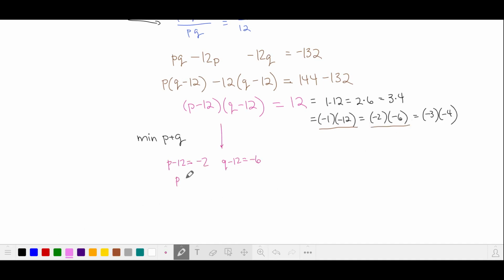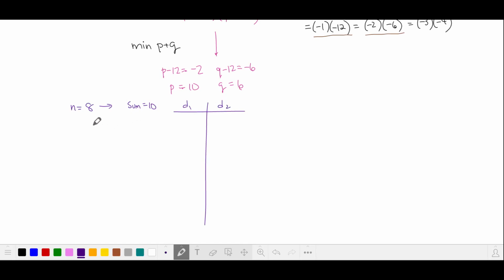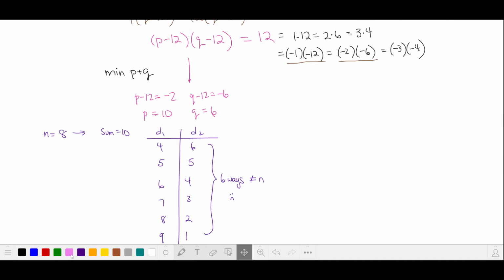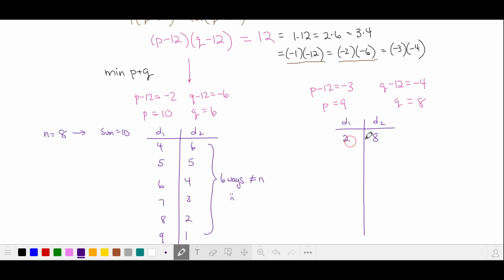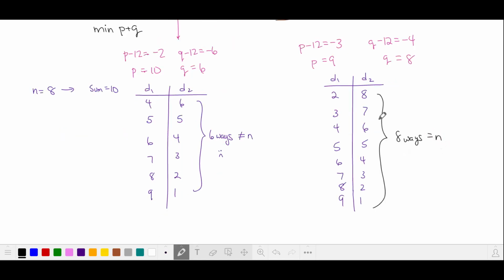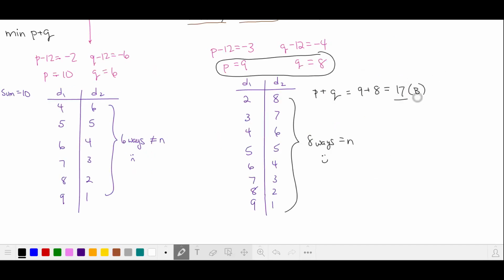We'll solve for P and Q. Now recall, we need to have 8 ways of making a sum of 10. I count 6 ways here, so this isn't a valid solution. Let's try our next pair of factors, -3 and -4. Our second die can roll as high as 8, and we see that there are indeed 8 ways of generating a sum of 10. So this is our valid solution. The problem asks for the sum of our two faces. That's 17, which is option B.